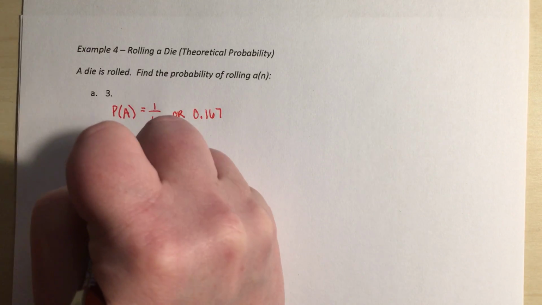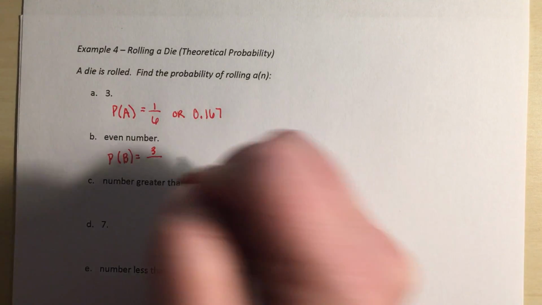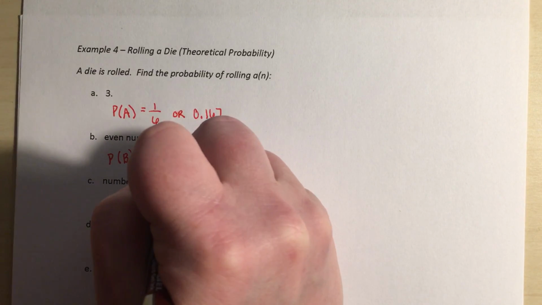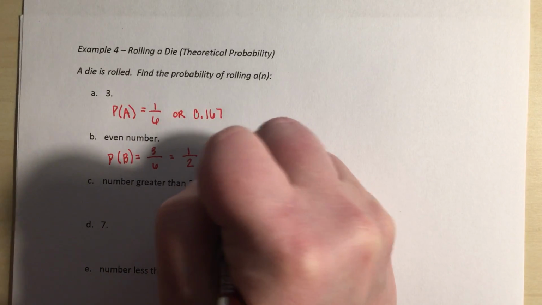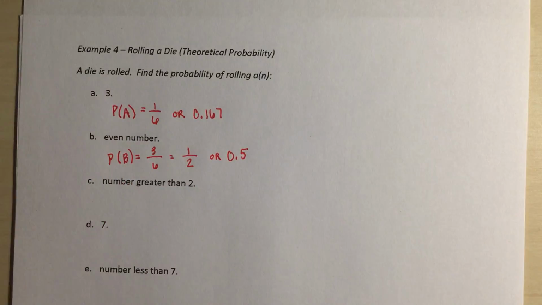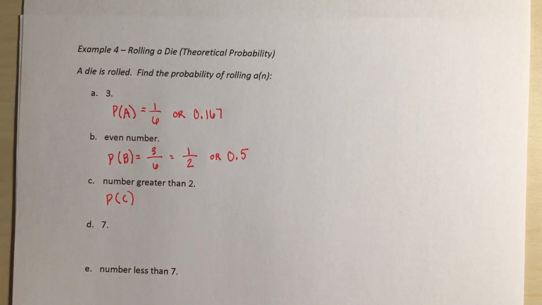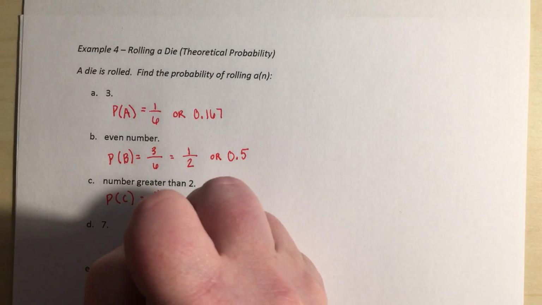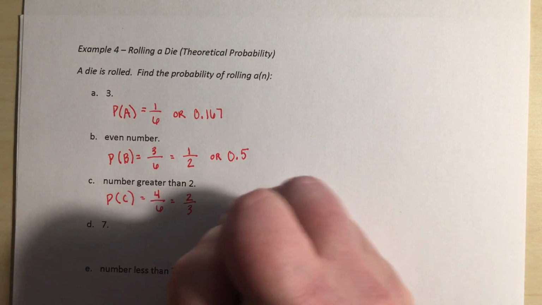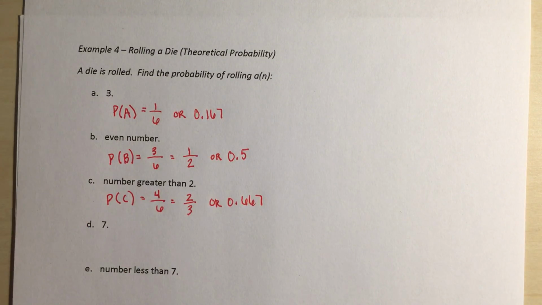Probability of rolling an even number. This will be event B. There are 3 even numbers, 2, 4, and 6, out of 6 total. 3 over 6 reduces nicely to 1/2, or 0.5. Next, a number greater than 2. On our die we have the numbers 3, 4, 5, and 6 that are greater than 2. So that's 4 of our numbers that are larger than 2. That reduces to 2/3, or 0.667 if we round to 3 places.